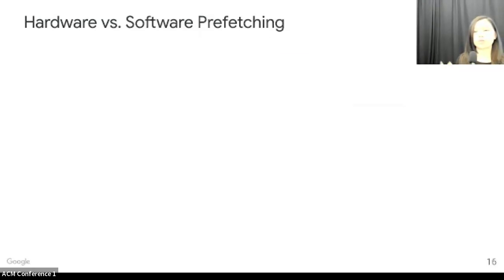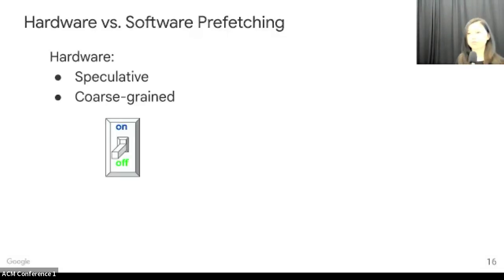Soft Limoncello is able to fit very well with hard Limoncello because hardware and software prefetching work a little differently and complement each other well. Hardware prefetching is speculative, which means that you don't have to determine by yourself where all those prefetchers are going to go, and the hardware prefetcher makes guesses about where your data access is going to happen. But this also means that sometimes those guesses are incorrect, and it may prefetch incorrectly. Hardware prefetchers are also very coarse-grained. You can't turn them on or off for just specific lines of code, but they act on entire cores.